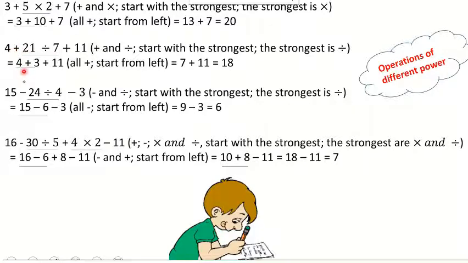I'm going to copy the 4 because it comes first. 21 divided by 7 is 3. 4 plus 3 plus 11. 4 plus 3 it's 7. 7 plus 11 it's 18. So every time you have the operations of different power, you have to start with the strongest. Okay? Practice these two by your own and check the final answer.